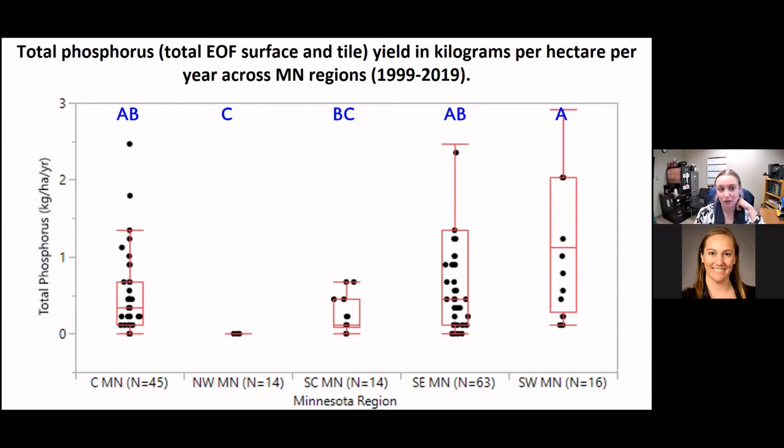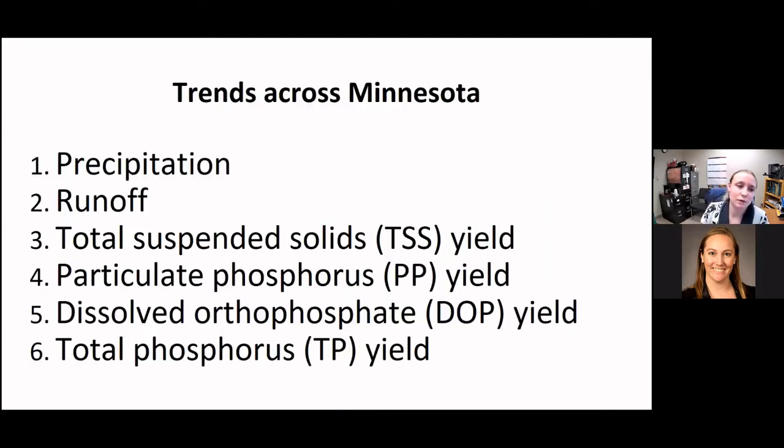And so, like I said before, the MNPI is only based on southern Minnesota data. Well, there's some variability, as you can see, across the state in terms of these variables. Now we'll hop over to trends across Minnesota in terms of these same variables: precipitation, runoff, TSS yield, PP, DOP, and TP yields. So the same order of everything.